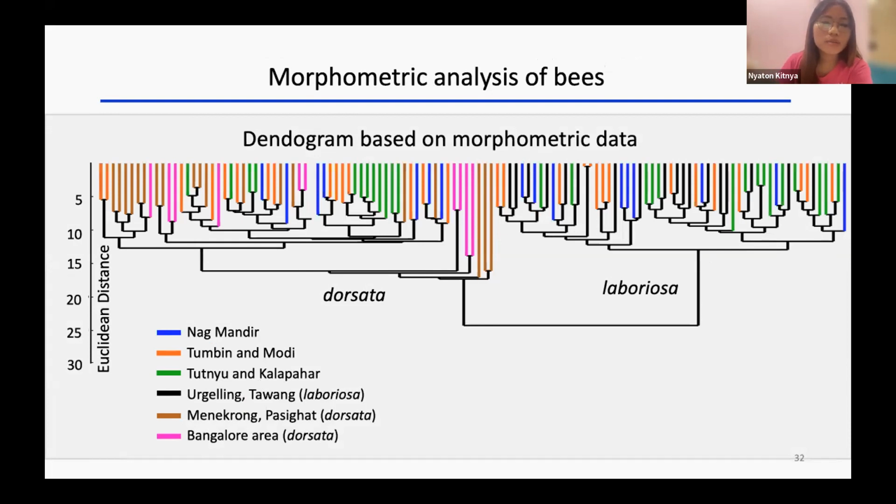Based on the measurement of these 17 characters, we got the data, and on those data, we ran a cluster analysis, and the dendrogram shows Laboriosa and Dorsata form separate clades. As you can see from this figure, the color code is the same as that used in the map, except for Bangalore specimens, which we didn't show in the map, but here we code in pink. The Dorsata from Tudnu and Kalapahar are clearly separated from Laboriosa from Tudnu and Kalapahar, and the same pattern can be seen from Nag Mandir, that is in blue. The Laboriosa collected from Nag Mandir are clearly separated from Dorsata collected from Nag Mandir.